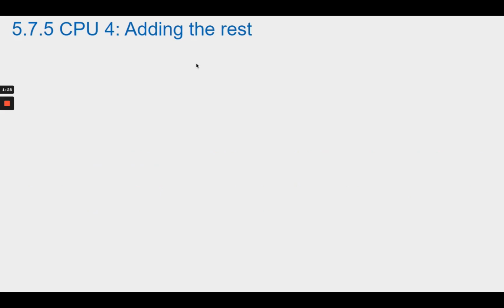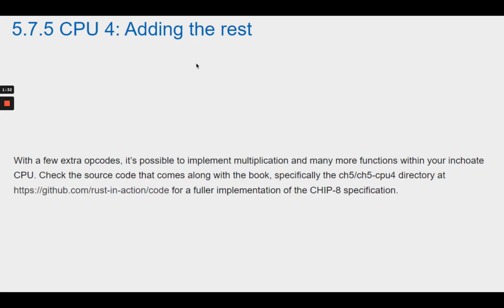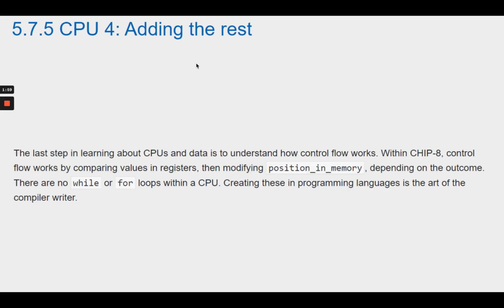Section 5.7.5, CPU 4, adding the rest. With a few extra opcodes, it's possible to implement multiplication and many more functions within your inchoate CPU. Check the source code that comes along with the book. Specifically, the ch5/ch5-CPU4 directory at github.com/rust-in-action/code for a fuller implementation of the Chip 8 specification.